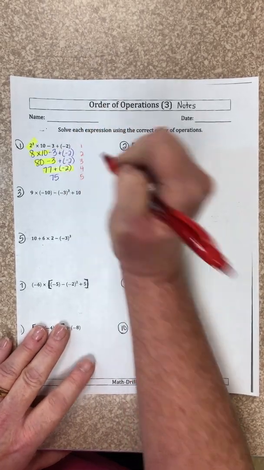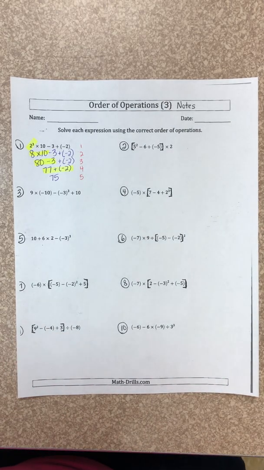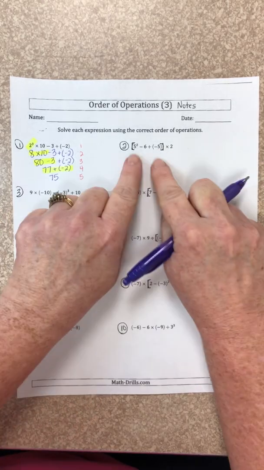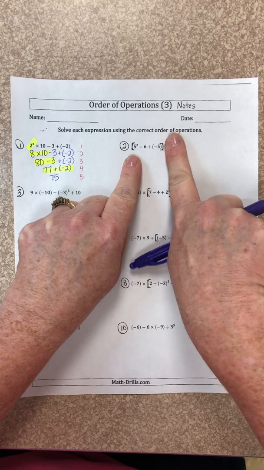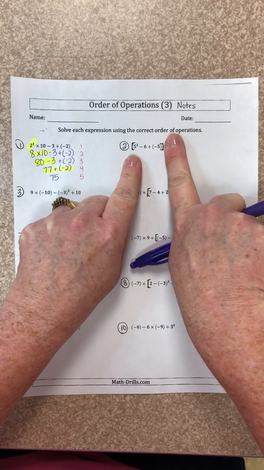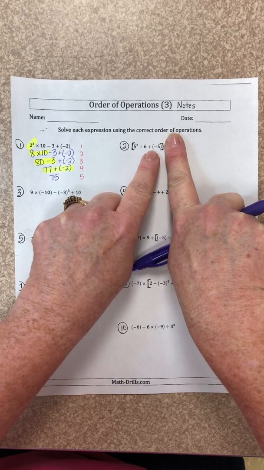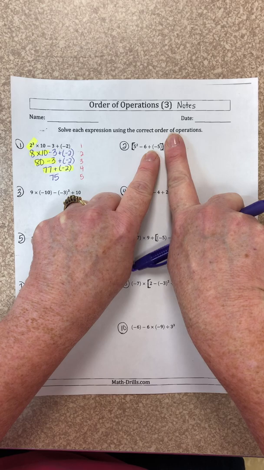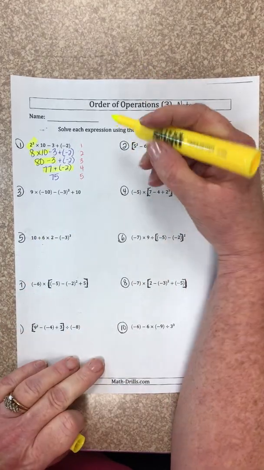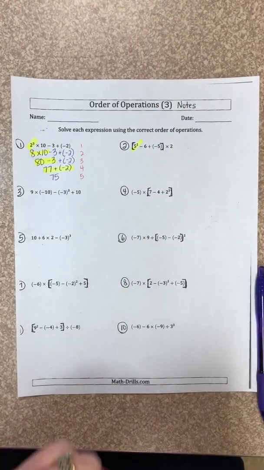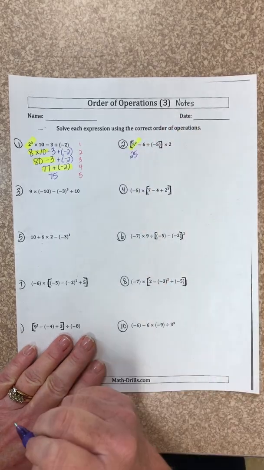Number 2. I have brackets. So I'm going to do the brackets first because that's my grouping symbol. So I'm going to cover up this times 2 for just a moment to eliminate some of the work that we don't have to worry about quite yet. We have an exponent, subtraction, and addition. So according to our steps of order of operations, we're going to do the exponent first. So let's highlight that. That's 5 squared. So 5 caret 2 is 25 if you need to use your calculator.